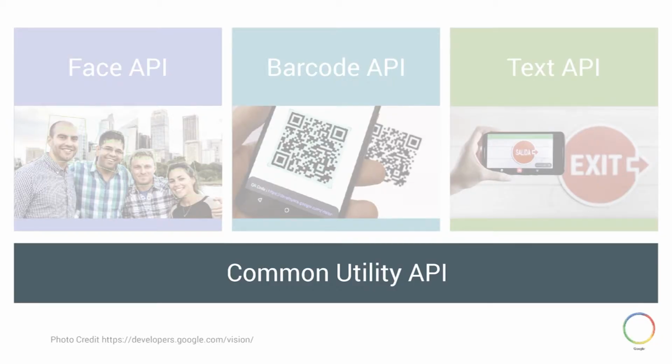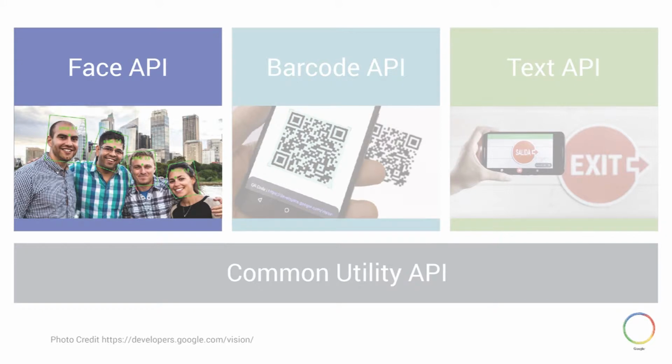The Mobile Vision API consists of 4 major components: the Common Utility API and 3 specialized detection APIs. The Common Utility API provides infrastructure and building blocks to help construct a camera streaming pipeline. The Face API can detect faces. It will report back facial landmarks like eyes and nose, as well as classification. Is the eye open or closed?